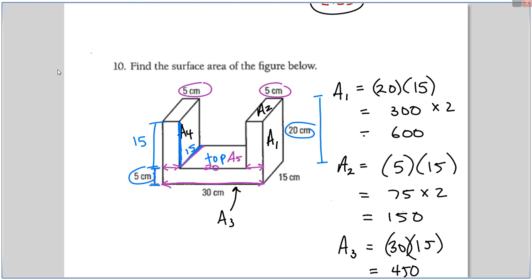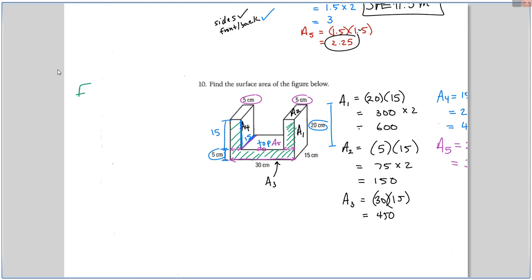The front? The front and the back. So if we could figure out the front, then all we would have to do is times it by 2. So how are we going to figure out the front there? Let's do it over here. Mustafa, stay focused, please.